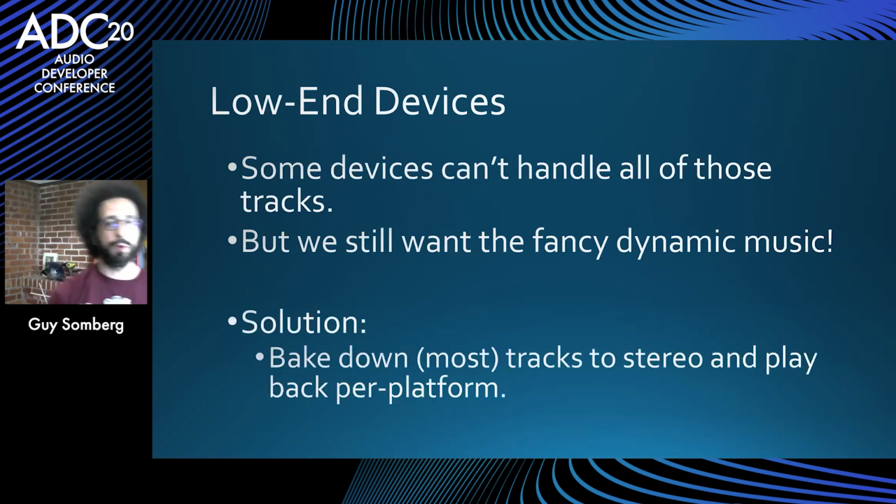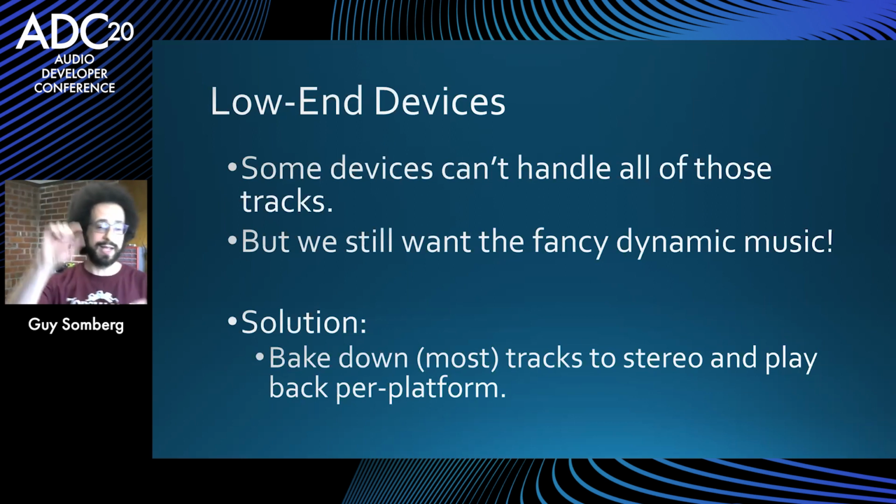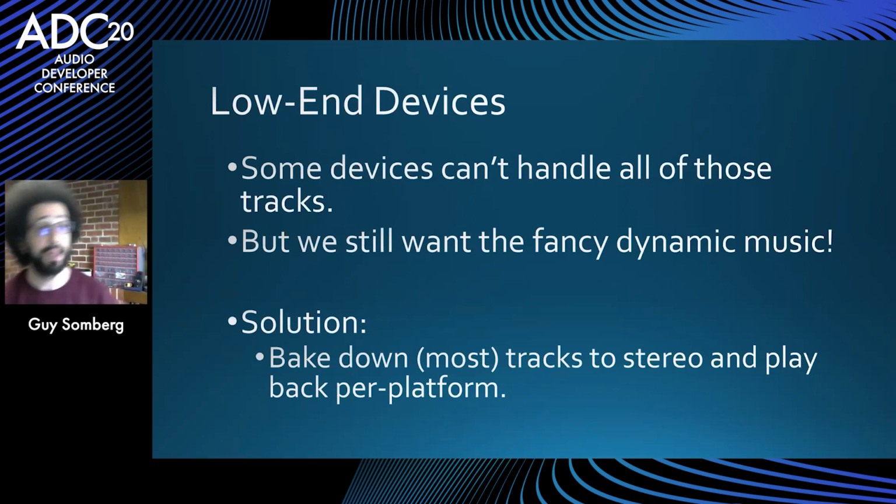So what we do is we bake down the tracks to stereo tracks and play them back per platform. You don't have to do this for all the tracks. For Torchlight 3, we selected a few tracks in the events that had randomized elements that we wanted to keep. And so we just left those out of the stereo bake down. But how do we do this?